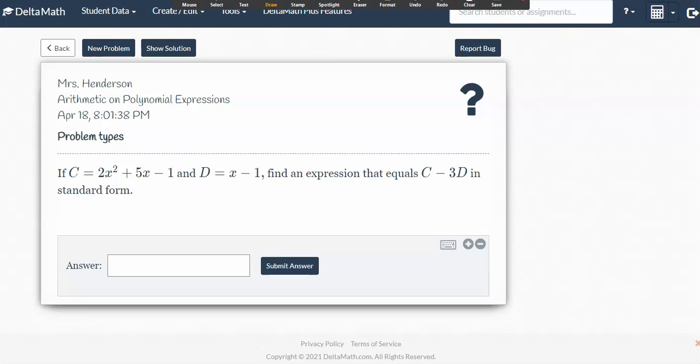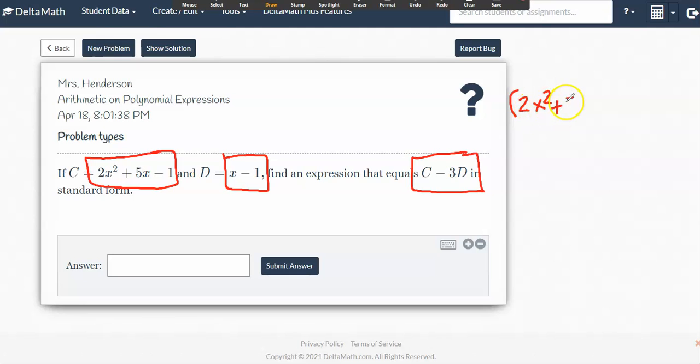The actual question here is to subtract the letter C minus 3D. C is a polynomial expression, and D is a polynomial expression. So we're going to substitute them into the place of the letters C and D. C is 2x squared plus 5x minus 1. And then we're going to subtract 3 times the D expression, which is x minus 1.